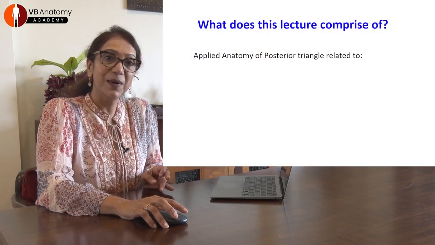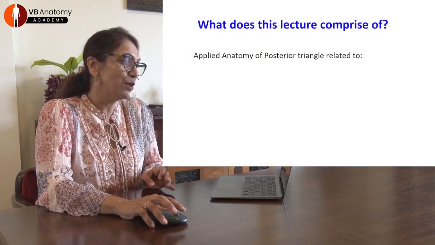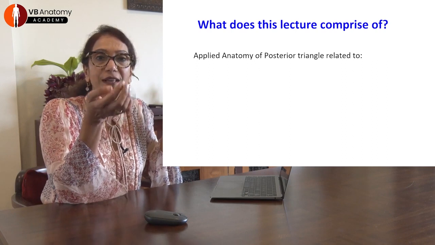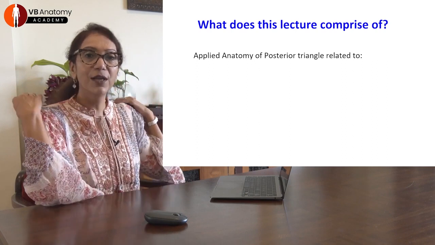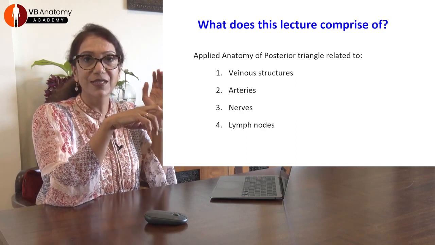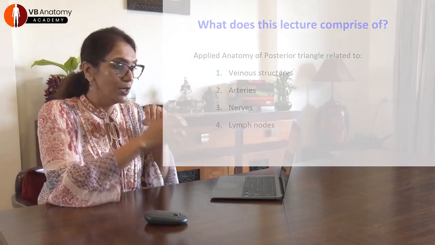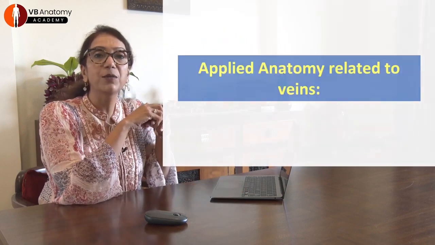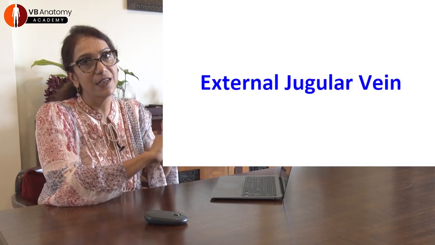Let's start. So what does this lecture comprise of? This lecture comprises of applied anatomy of posterior triangle, which, as is my habit, I group together as venous, arterial, nerves and lymph nodes related applied anatomy. So I want to start the applied anatomy related to veins first. Okay, which vein? External jugular.